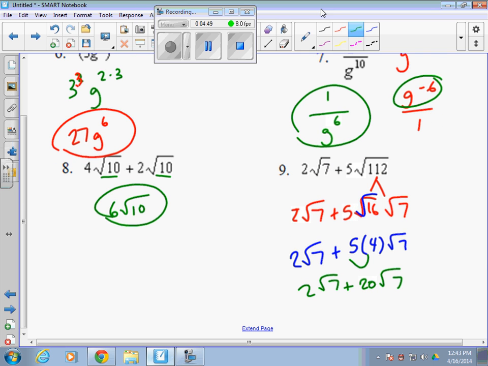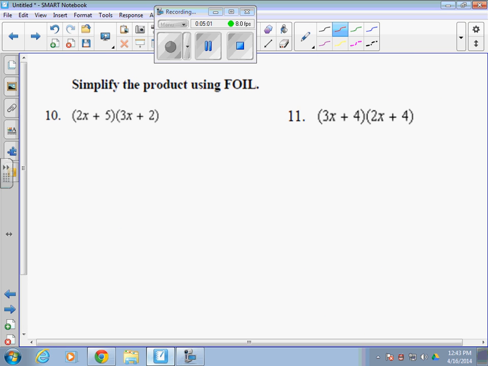Now you have the same radical, the square root of 7. So you simply add 2 and 20, and you get 22 times the square root of 7 for number 9. Then we're FOILing for number 10 and 11.